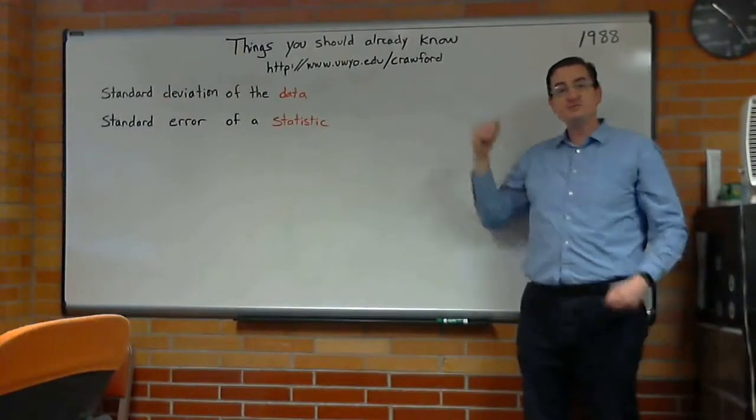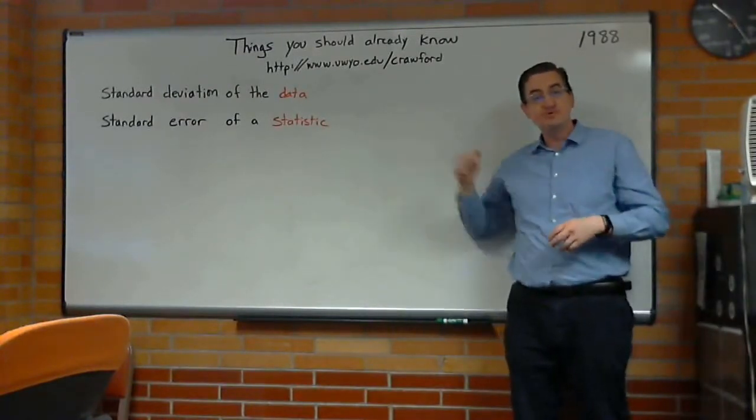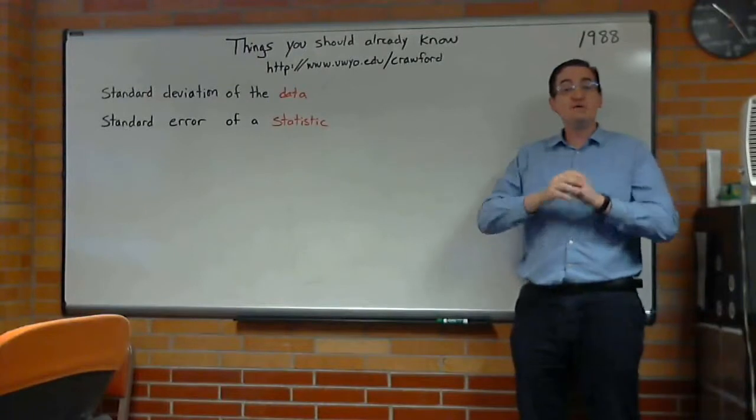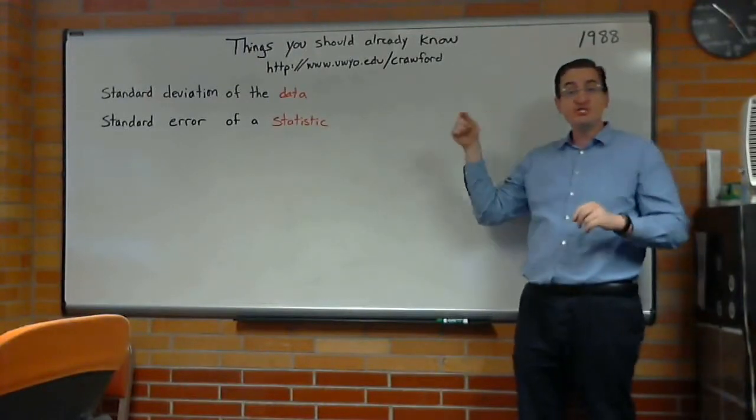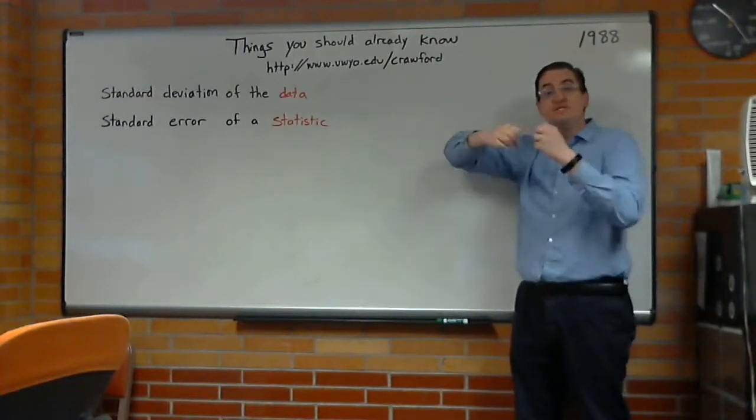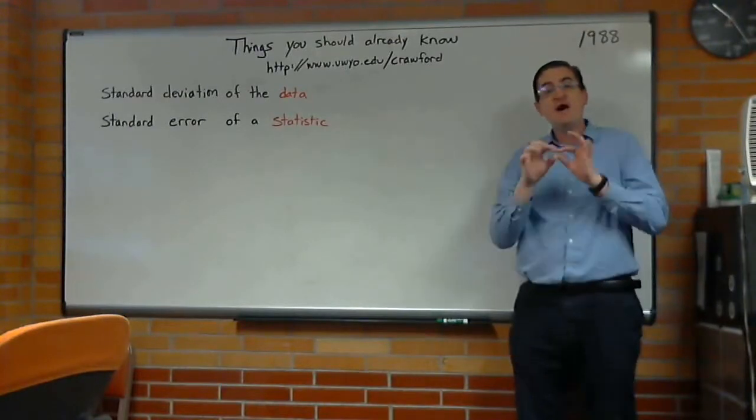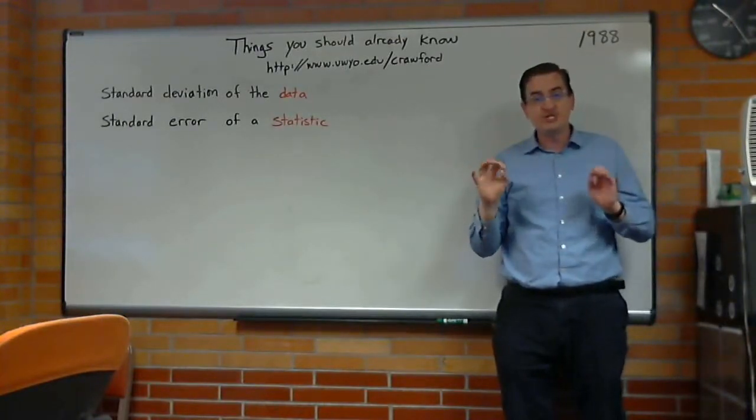In the intro class, this was the difference between sigma and sigma over square root of n. In this class, we're going to see a lot of times where data is spread around the regression line. This is how far the data spreads. This is how accurate our regression line is.